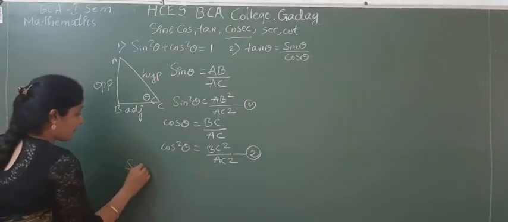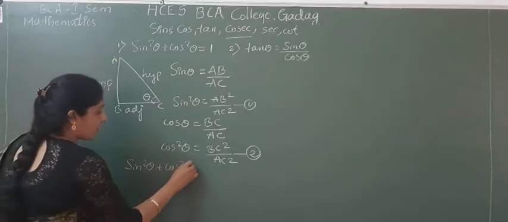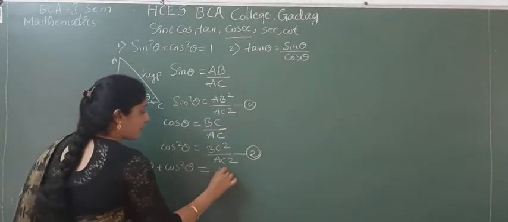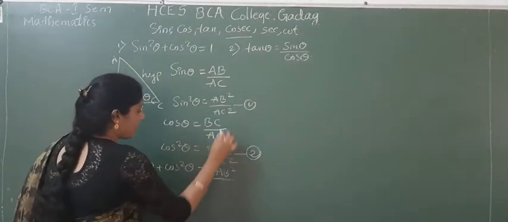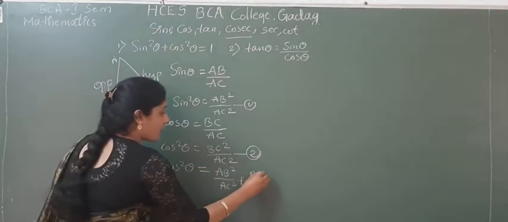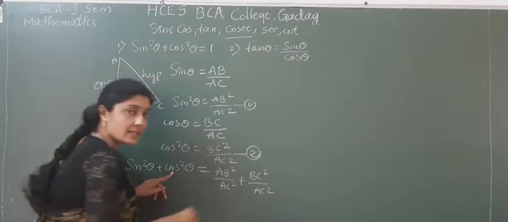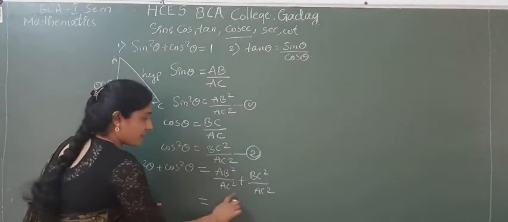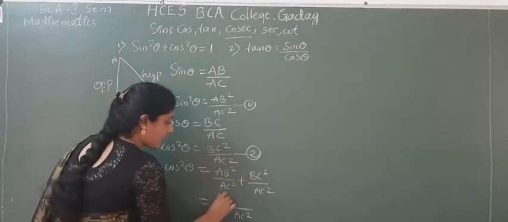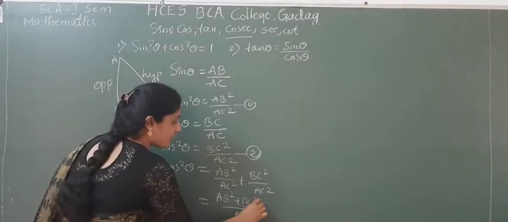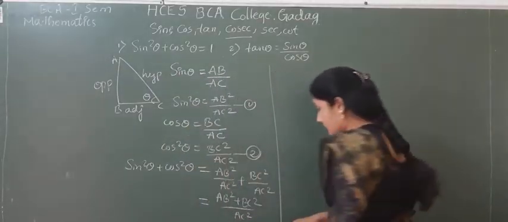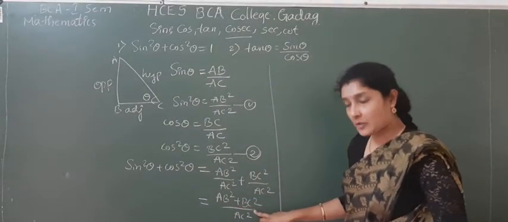Now, sin square theta plus cos square theta is equal to what? What is sin square? AB square divided by AC square, plus what is cos square? BC square divided by AC square. So now the denominator is the same, therefore it is AB square plus BC square. Now, what is AB square plus BC square?